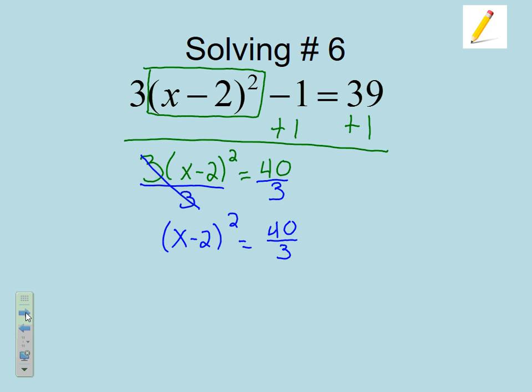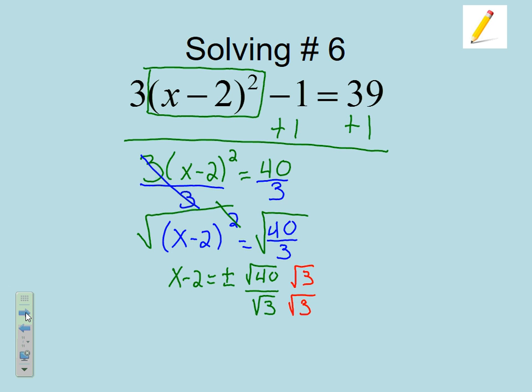Now I have to solve this by taking the square root. Those cancel, and I get x minus 2 equals plus or minus the square root of 40 over the square root of 3. Now, we know we can't have a square root on the bottom, so we're going to get rid of that by multiplying the bottom and the top by the square root of 3. When I do that, I get x minus 2 equals plus or minus the square root of 120 over the square root of 9.